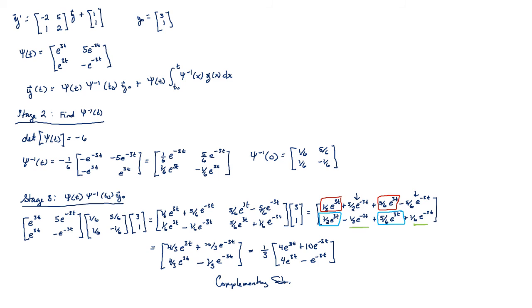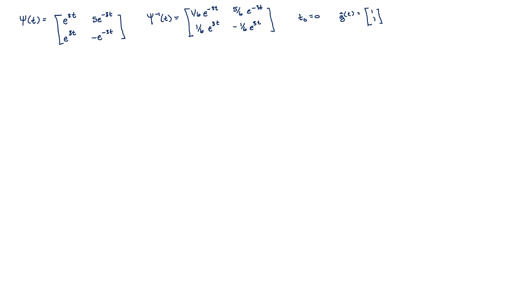Now, the next thing we need to do is deal with the integral. So now that we have the complementary solution piece, we need to find our particular solution piece, which means going in and dealing with our integral. So remember what the integral piece of this problem looks like. We start out with psi of t, and we're going to multiply psi of t by the integral from t0 to t, and underneath that integral we have psi inverse of x multiplied by g of x.